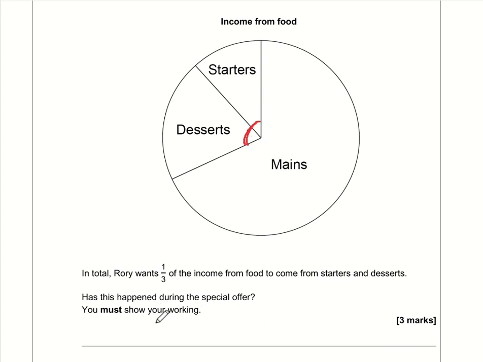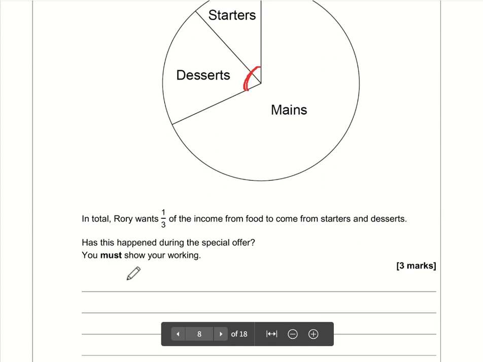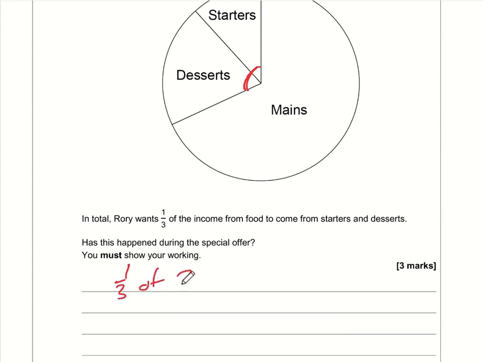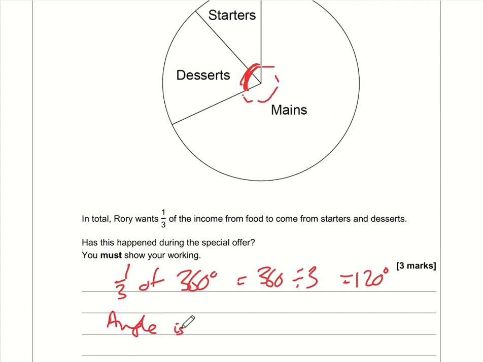Okay, now if it's 1/3, 1/3 of 360 degrees, because remember the whole pie chart is a full 360 degrees. 1/3 of 360 is 360 divided by 3, which is 120 degrees. So if this angle here is 120, then 1/3 of the income is from starters and desserts. But if you measure this angle, the angle should be measured at roughly 114 degrees.